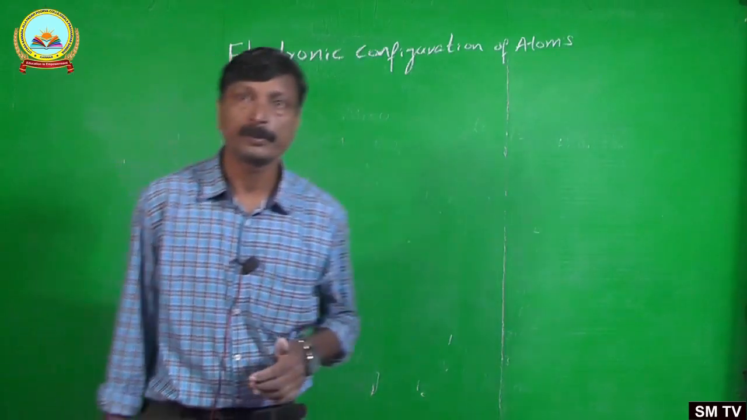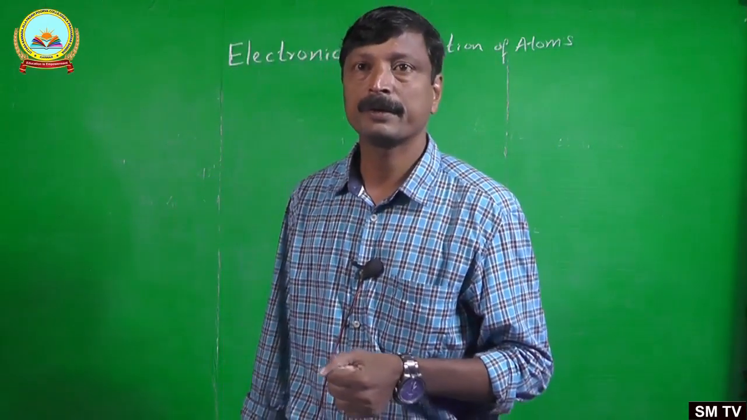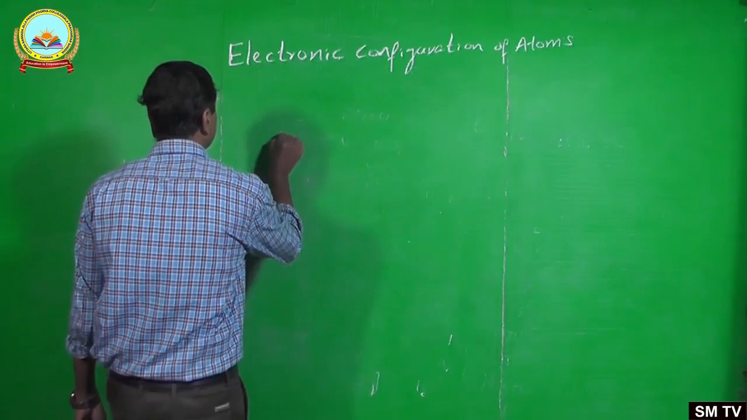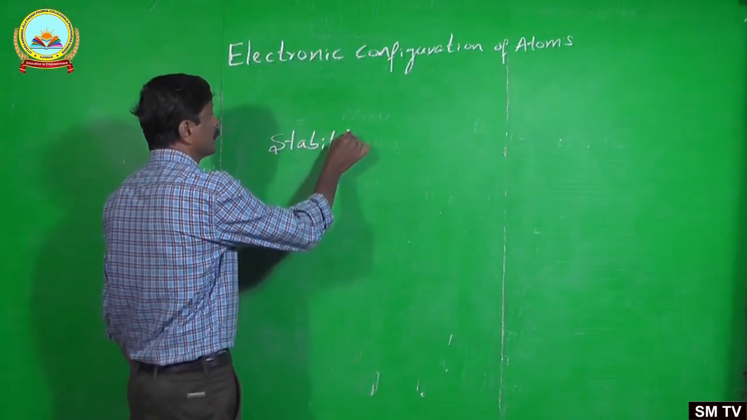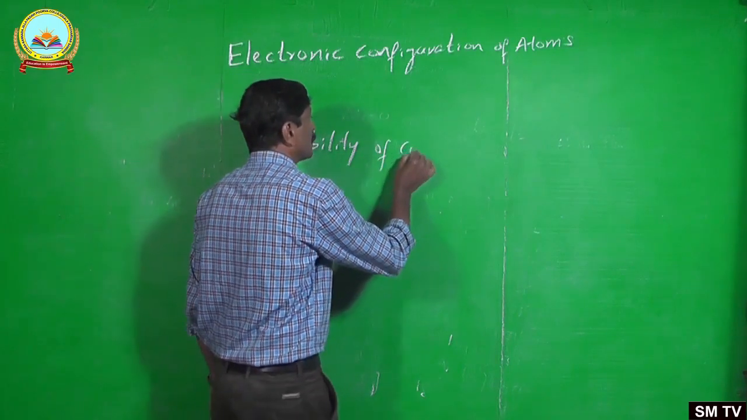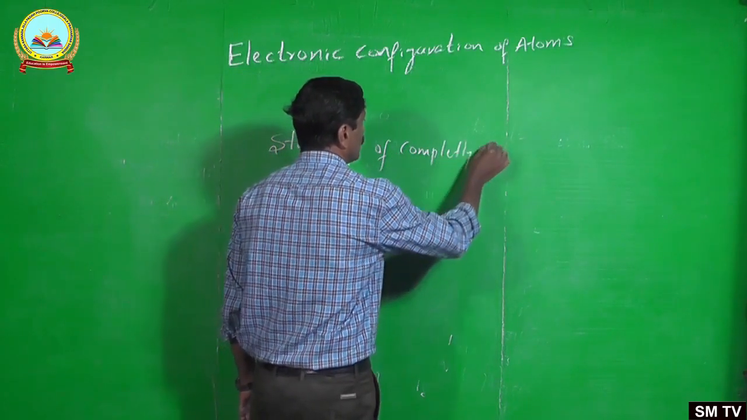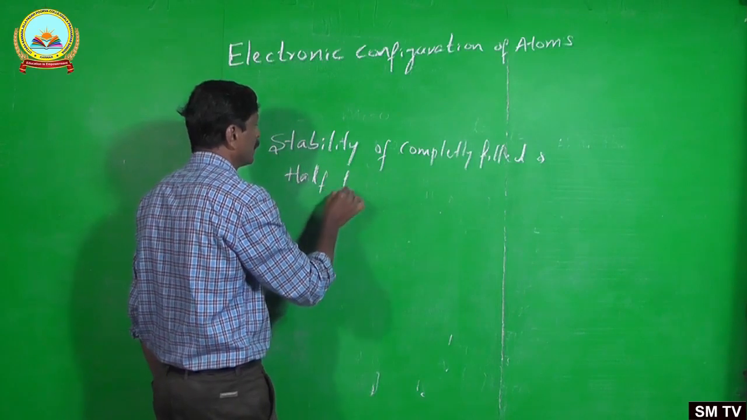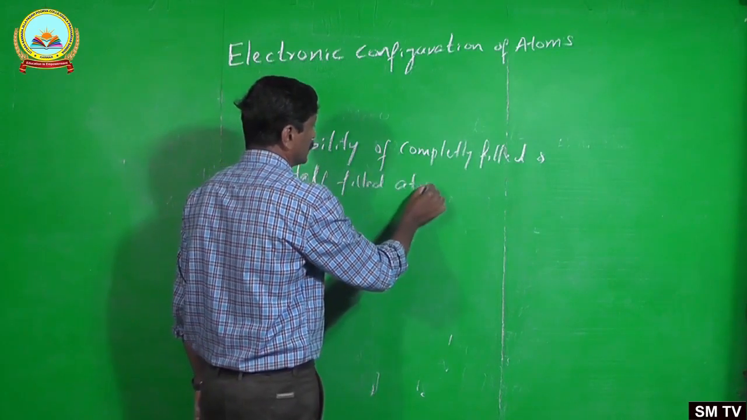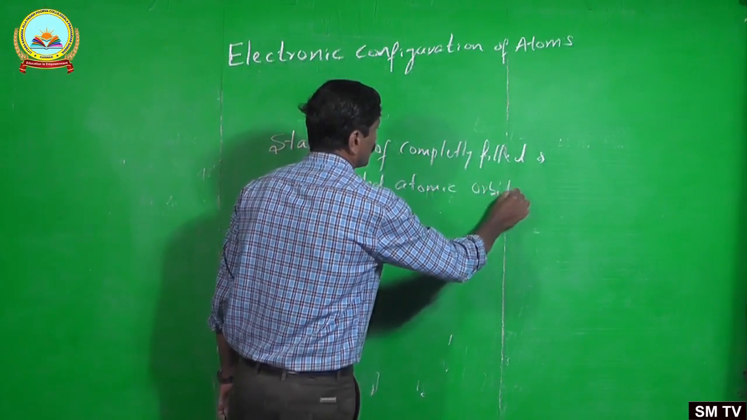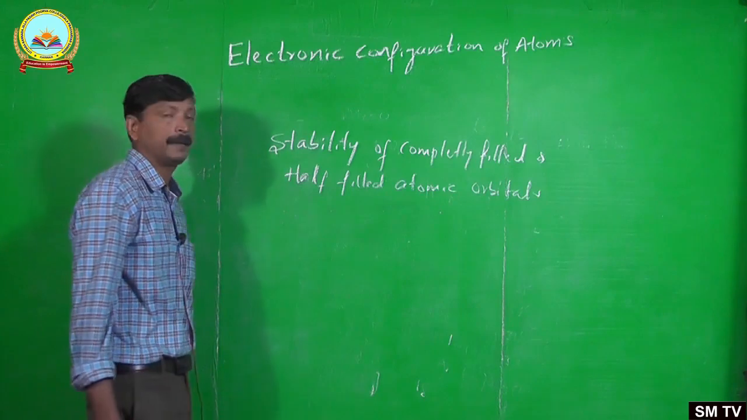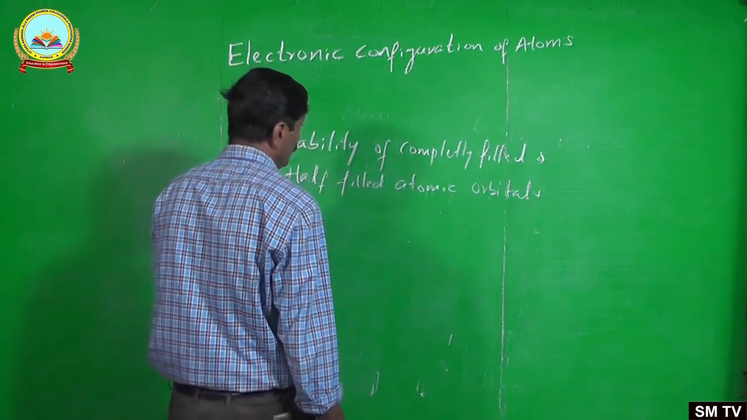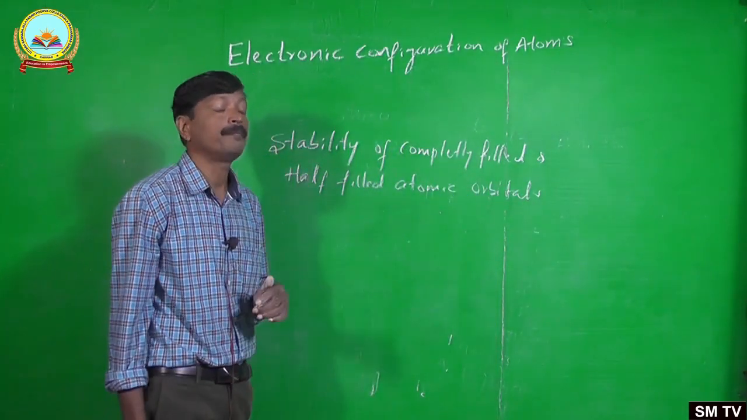So, you have studied how to write the electronic configuration of the elements up to atomic number 20. Now, the stability of completely filled and half-filled atomic orbitals. Here, what is the meaning of completely filled and half-filled atomic orbitals?